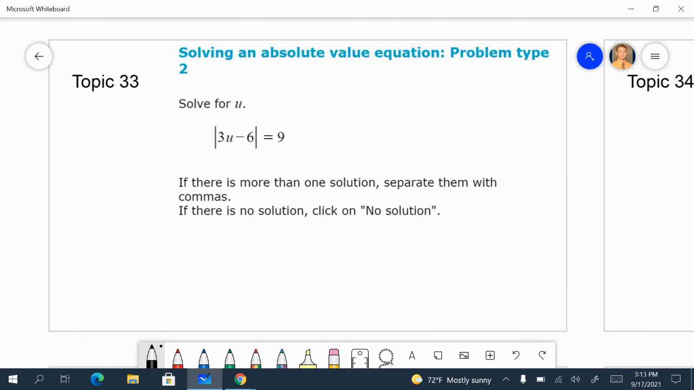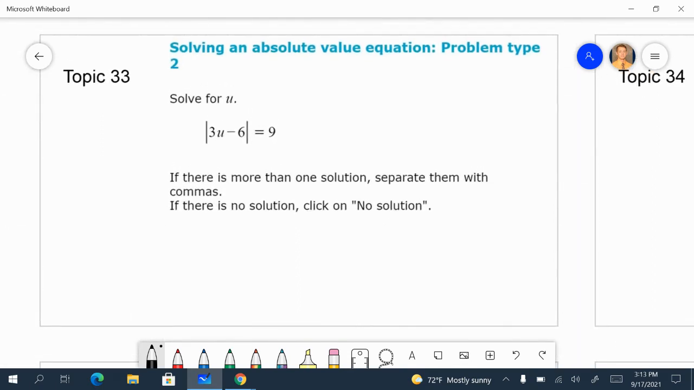Let's continue with topic number 33. Okay, so for topic number 33, we've got absolute values around everything now. So basically, whatever is in here is supposed to equal 9, but since it's an absolute value, it can also equal a negative 9, because once you get everything in there to equal a negative 9, for example, you'll take the absolute value of it and then you'll get a positive 9. So here's what we're going to do for these types of problems. I'm going to split this into two separate problems. I'll have 3u minus 6 equals 9, but I'm also going to have 3u minus 6 equals a negative 9.